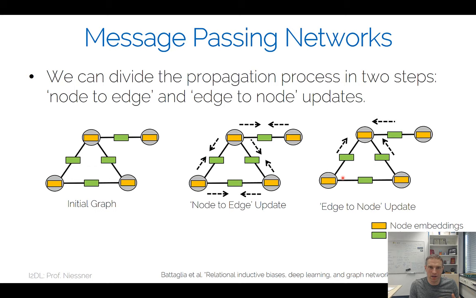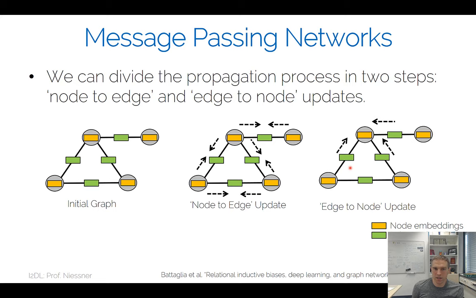Not to give a spoiler away, but this part is a little easier, because for one edge we know there are always two nodes adjacent to it. So we know the number of nodes that influence one edge. However, in the edge-to-node case, the number of edges incident to a node varies per node. This node has one edge, this node has three, this one has two, and this one also has two. So we need an operation that can handle varying numbers.